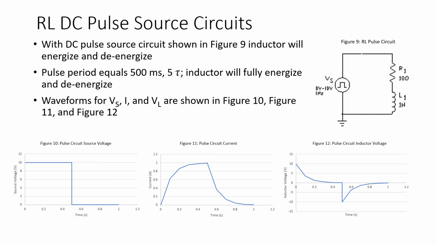It stays at 10 volts for 500 milliseconds. Then it goes to 0 volts, and at 1 second it would go back positive again. So this is simply a square wave that's raised up to a DC level from 0 volts to 10 volts.